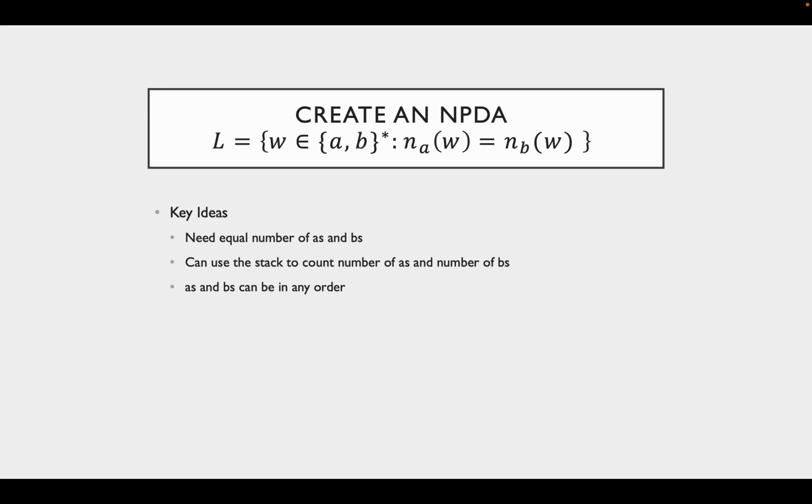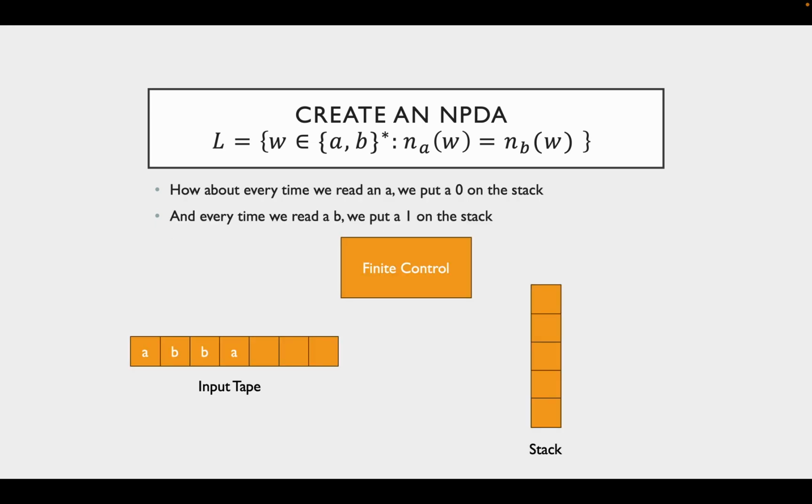We can use the stack to count the number of A's and the number of B's. So now instead of using just ones to count A's, we're going to count A's with a stack symbol and we're going to count B's with a stack symbol. A's and B's can be in any order, which makes this different than the last one. Let's go through a way to solve this. Let's use the input tape A, B, B, A as a means of solving this. How about every time we read an A, we put a 0 on the stack, and every time we read a B, we put a 1 on the stack?